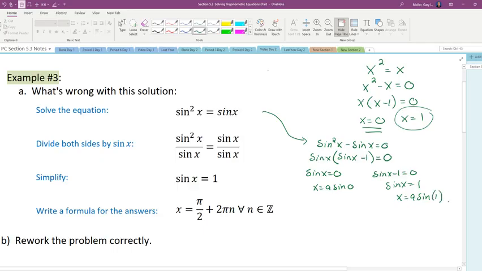So now when I go to look at the answers, I'm going to think about a circle. I'm going to put all the answers one time around on the circle. So where is sine 1? Sine is going to be 1 only when the y value is 1, so that's pi over 2. When is arc sine 0? What angle has a sine of 0? That would be here and here.